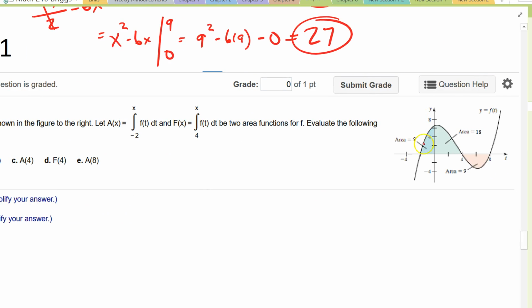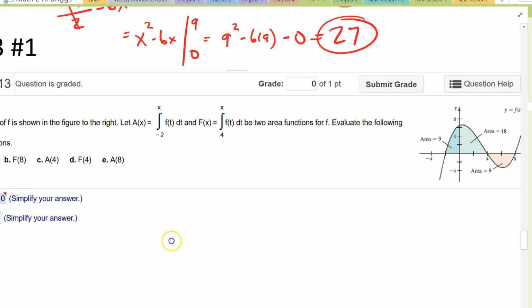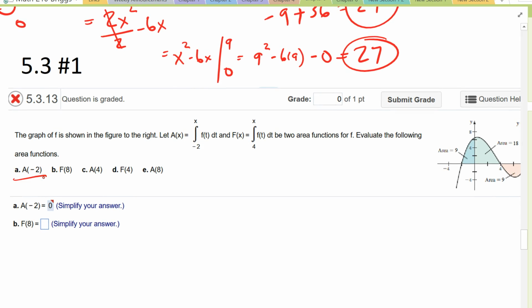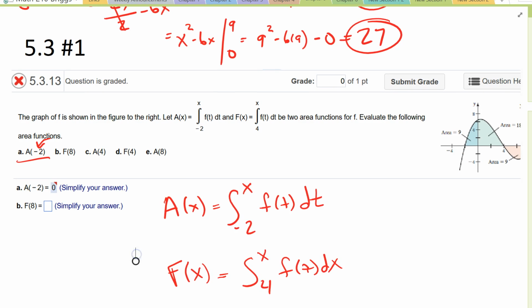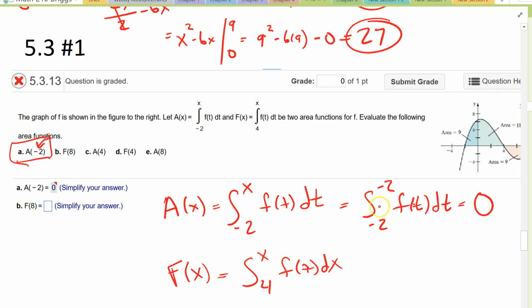So this graph gives you the area of 3 shaded regions, and it asks you to find the area with you plugging in -2. So A of x is going to be the integral from -2 to x of f of t dt. F of x equals the integral from 4 to x of f of t dt. So we're kind of looking at the same graph, depending on if we want A or F. So for A of -2, this is saying -2 to -2 of f of t dt. That's 0. Anytime you integrate a to a, then your area is going to be 0.